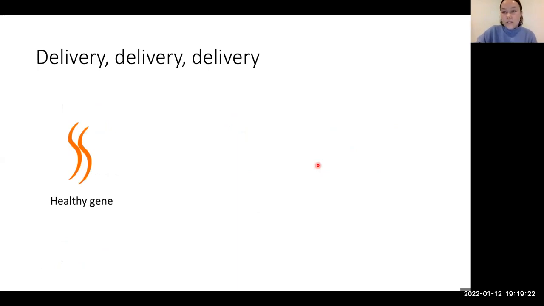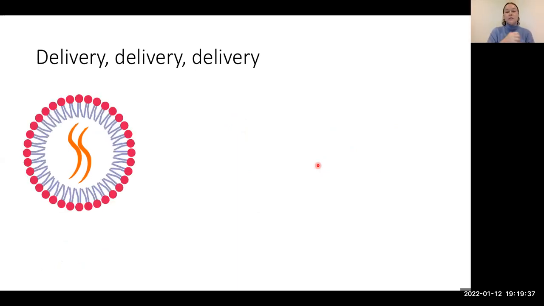So what you need to do is disguise it. If you were to deliver genes directly into patients, it would be broken up very quickly and it wouldn't have any use at all. It would be pointless. So what we need to do is protect it and almost disguise it from the body, so the body doesn't then recognize it as foreign. There are multiple ways that we can do this. Here I've shown a diagram of if we surround the healthy gene with fat. So this is almost like a fat globule.